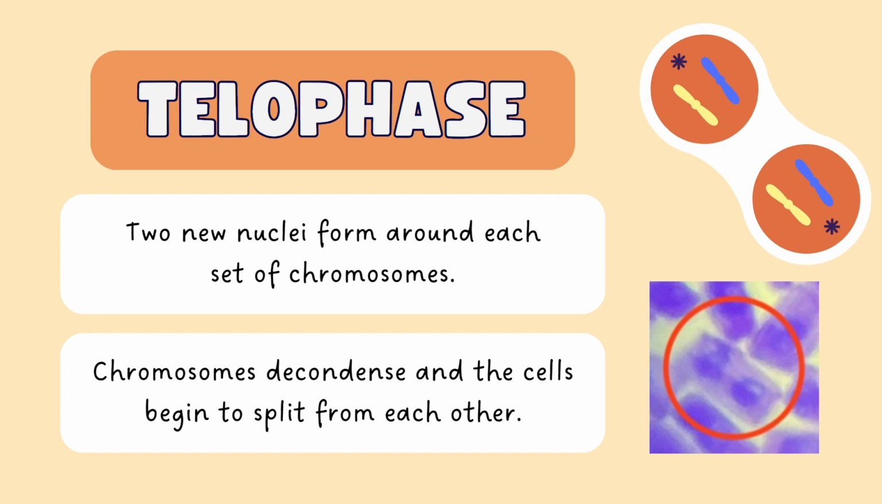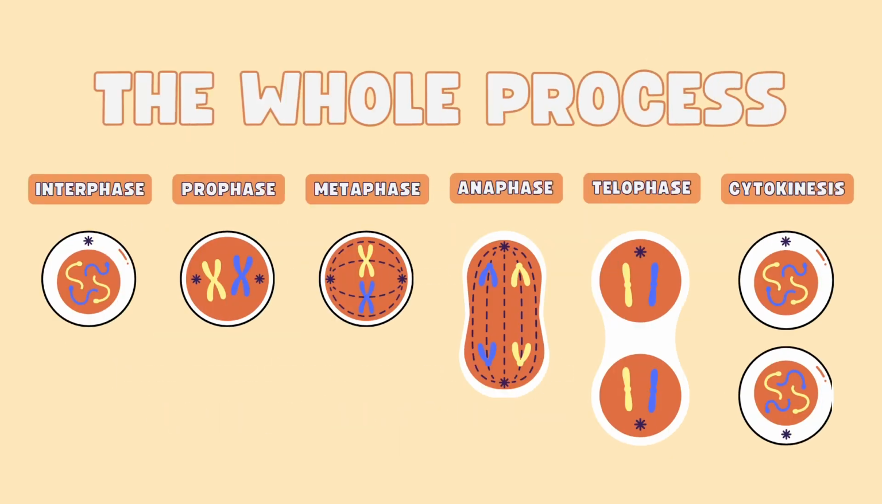New nuclear membranes form around each set of chromosomes, resulting in the formation of two distinct nuclei. Finally, cytokinesis, the division of the cell's cytoplasm, completes the process, giving rise to two genetically identical daughter cells. Our observations were illuminating. We successfully identified the stages of mitosis within the garlic root cells.